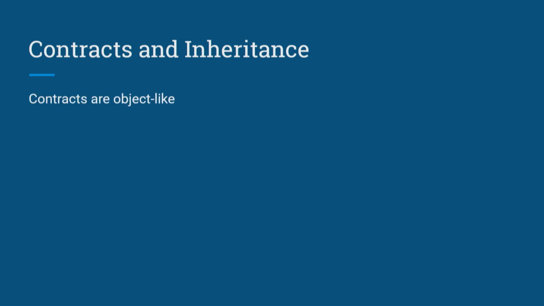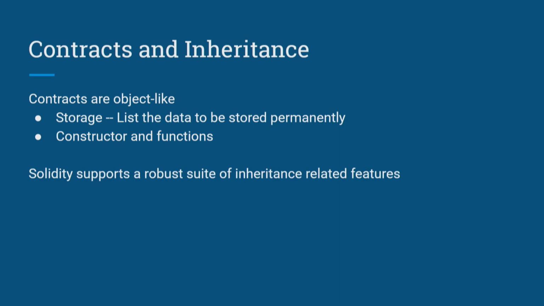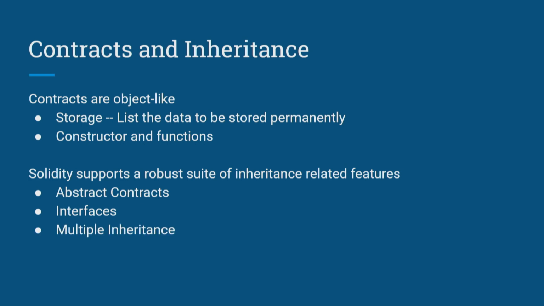So contracts are pretty much objects. Instead of a list of properties or attributes, it's the storage stuff. It's the stuff you keep around permanently. And you have a constructor and you have functions, right? This is pretty familiar. Also, Solidity does have a bunch of inheritance features that you might be looking for. If you know what these are, great. If not, it's no big deal. We'll be using just a little bit of inheritance.